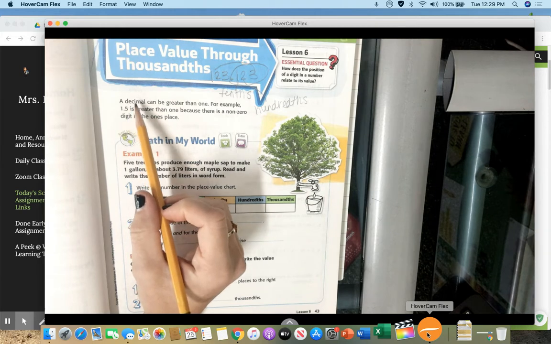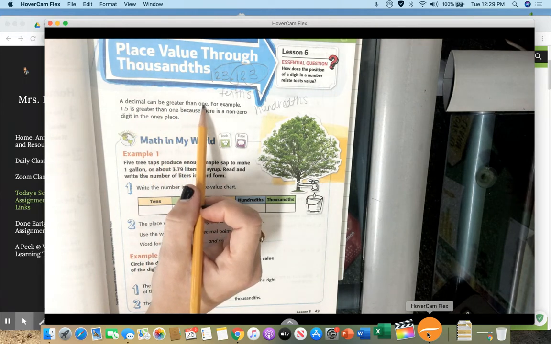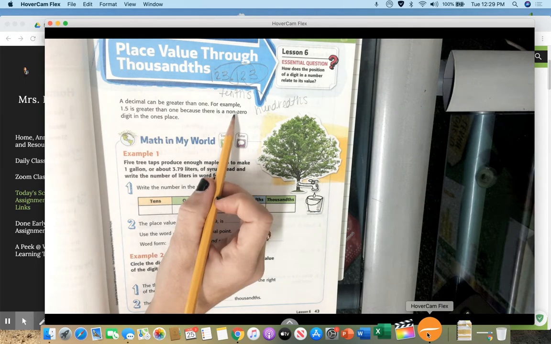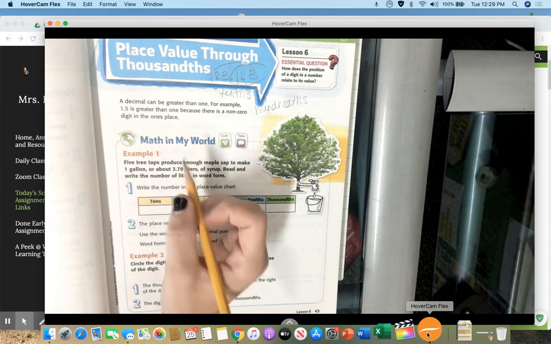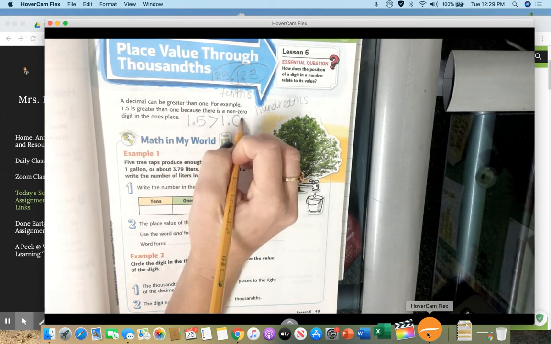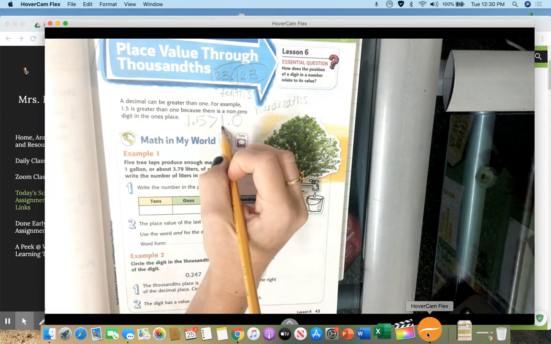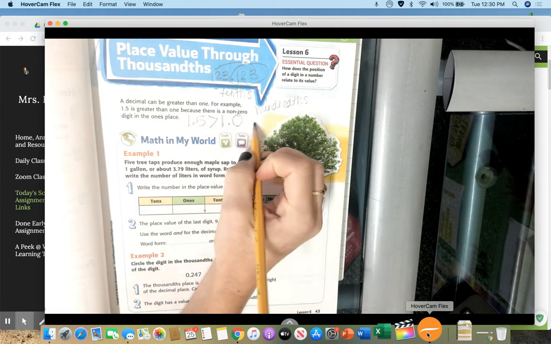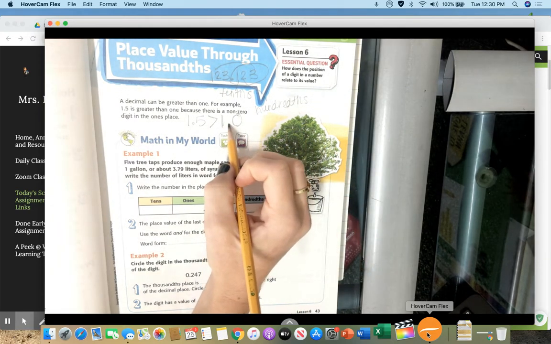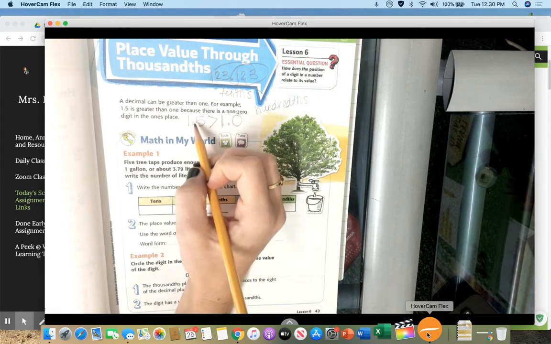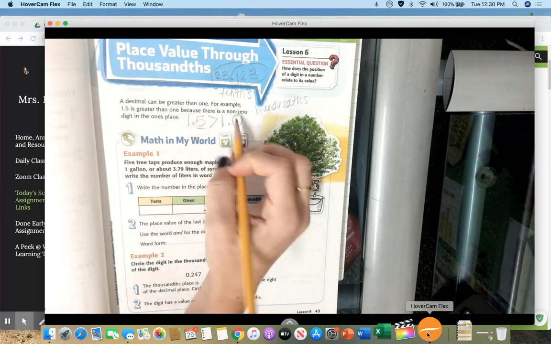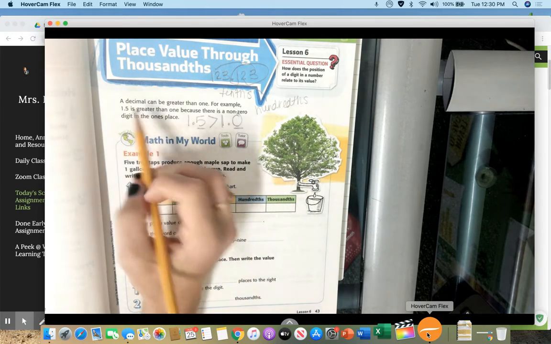All right, a decimal can be greater than one. For example, 1.5 is greater than one because there is a non-zero digit in the ones place. Let me explain that a little bit more. We're saying that 1.5 is bigger than 1 or 1.0. Remember, the number 1 is the same thing as 1.0, 1.00000. There are an infinite amount of imaginary zeros following this decimal. 1.0 is the same thing as just 1. But 1.5 is bigger because I have a 5 in the tenths place. And a 5 in the tenths place is bigger than a 0 sitting in the tenths place. And that's what this means.